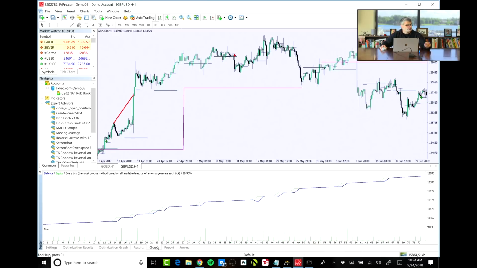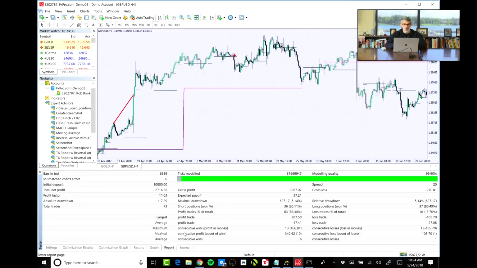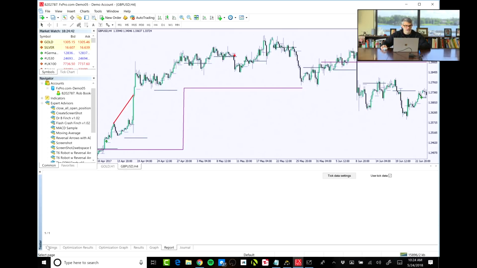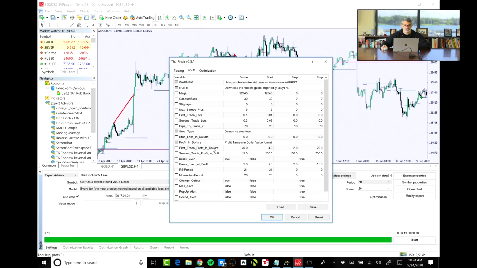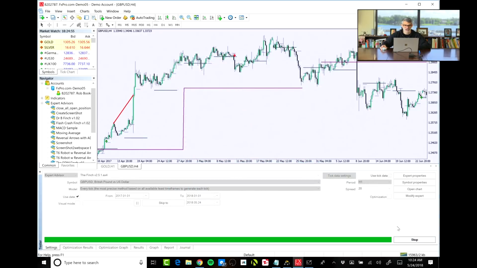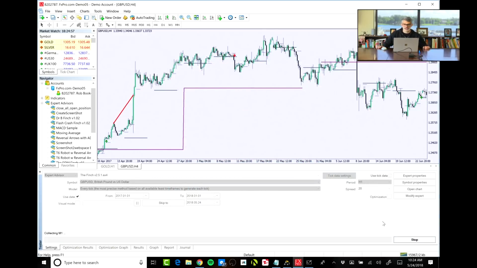Okay, it made money. Nate, it made money. That's good. Whoa. Wait a minute. Is that right? No, something's wrong. Oh, I clicked optimization. I didn't want to click optimization. First trade profit of 20, second trade profit of 15, break even at 2. I don't think this back tested. I don't think that did a test. Let's click and see. I thought it did. It didn't. Let's make sure.